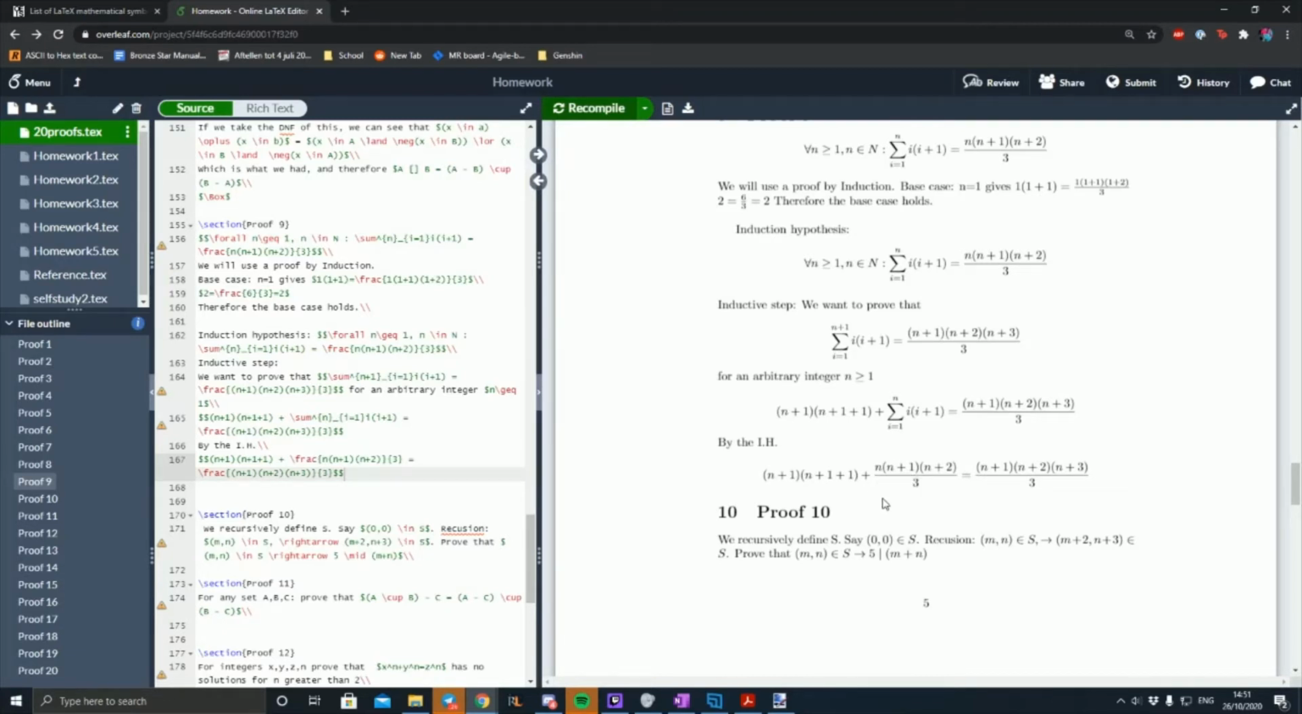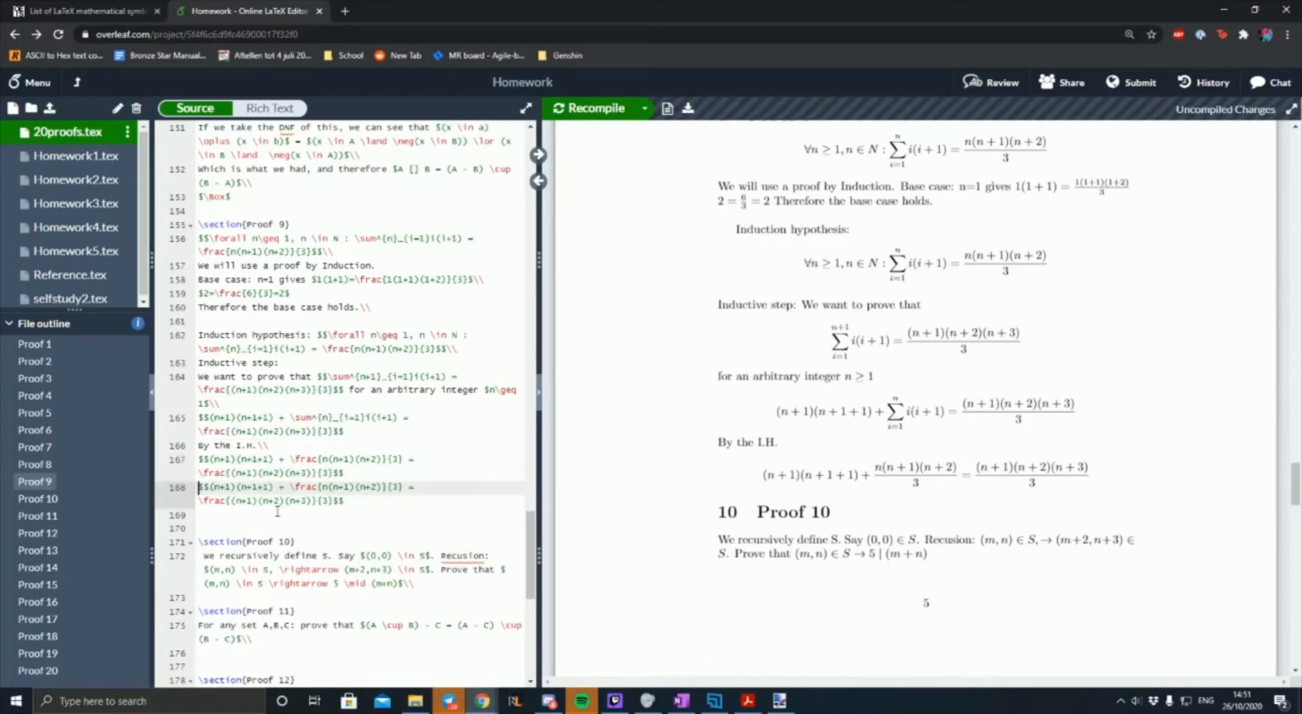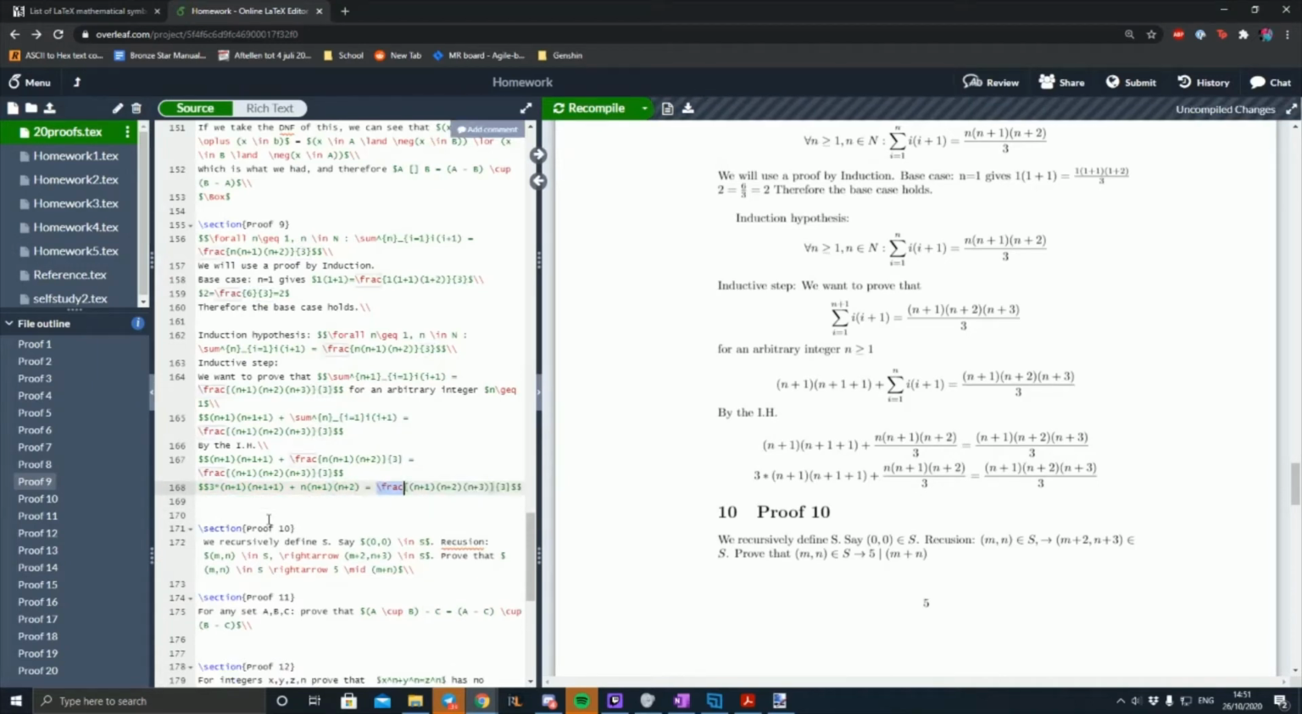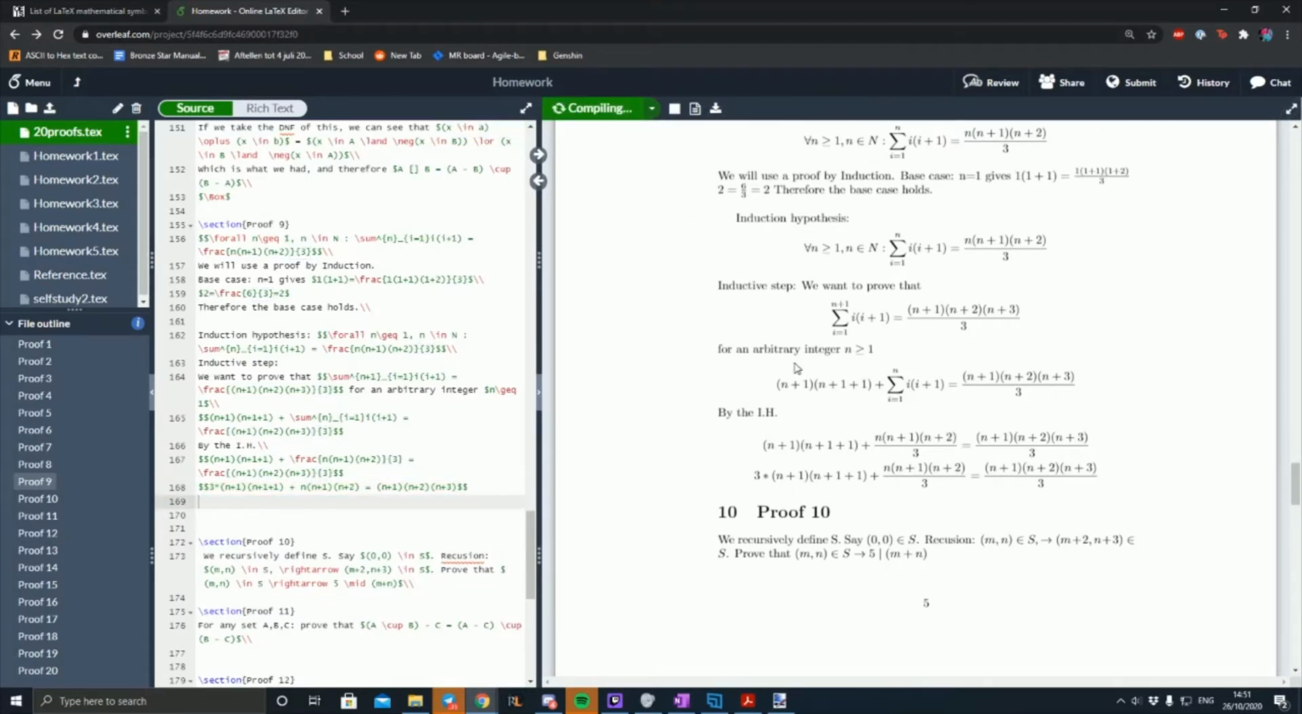Oh no. Multiply by 3. Yeah, that's true. It's probably best if we multiply everything by 3. So then we copy this. I'll do 3 times this. I'll take away this fraction here, and I'll take away this fraction here, and I'll take away this fraction over here. Recompile. How does that look?